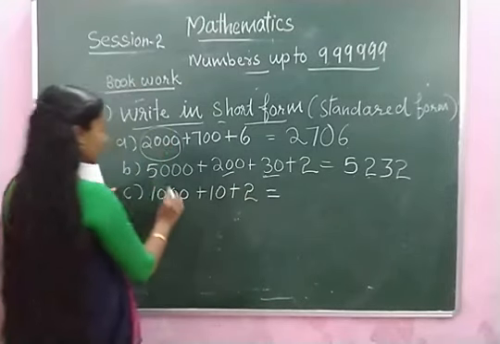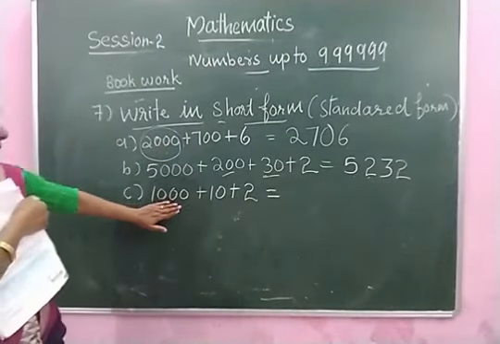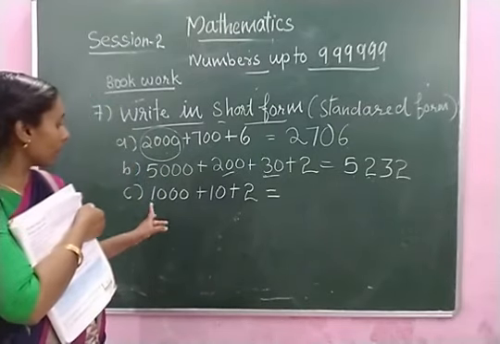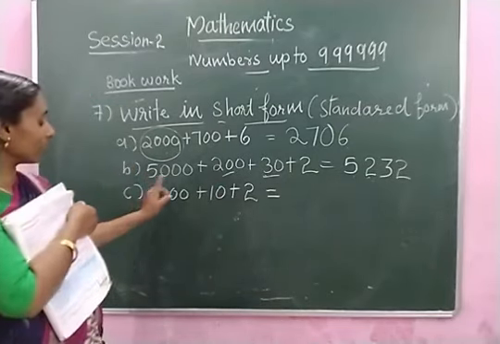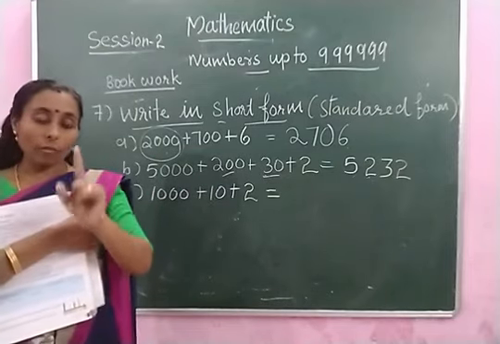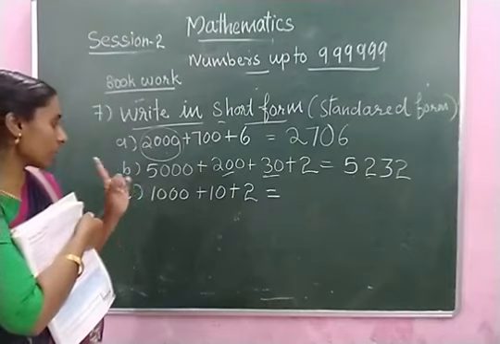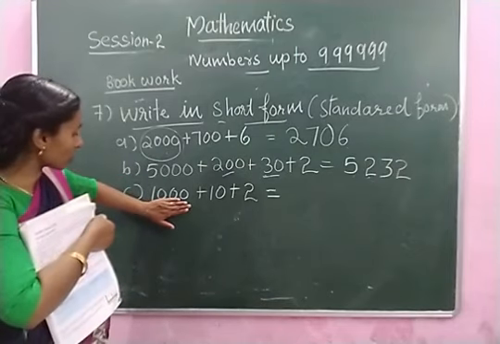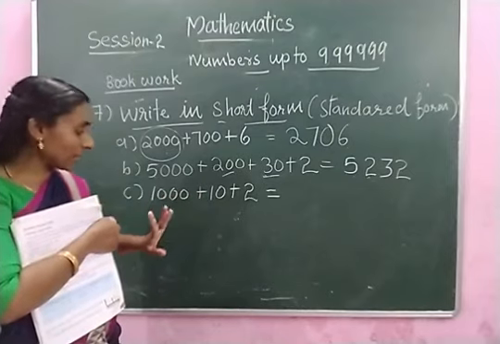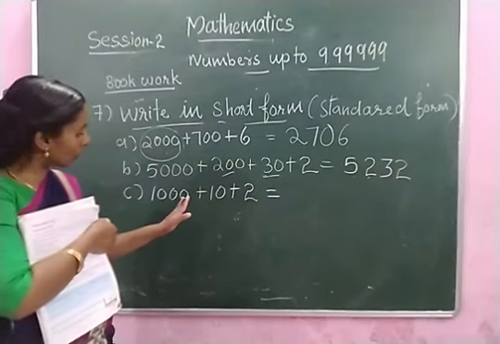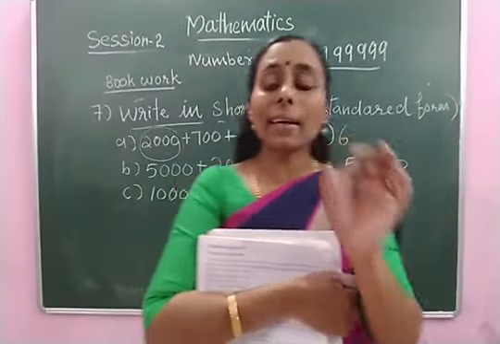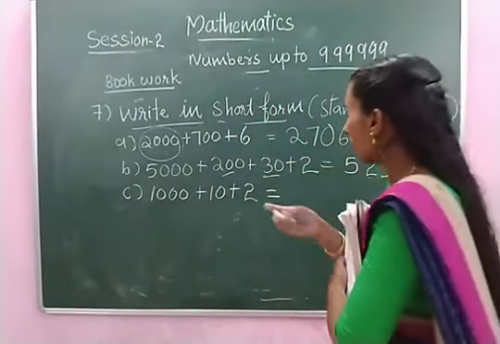Here also thousands. Last place is thousand, so the number must be a 4-digit number. But after expanded form, only 3 numbers are showing. One place is missing. Which place is missing? Here thousands place, 4 digits is there. The next, hundreds place, is there a hundreds place? No, hundreds place is missing here.